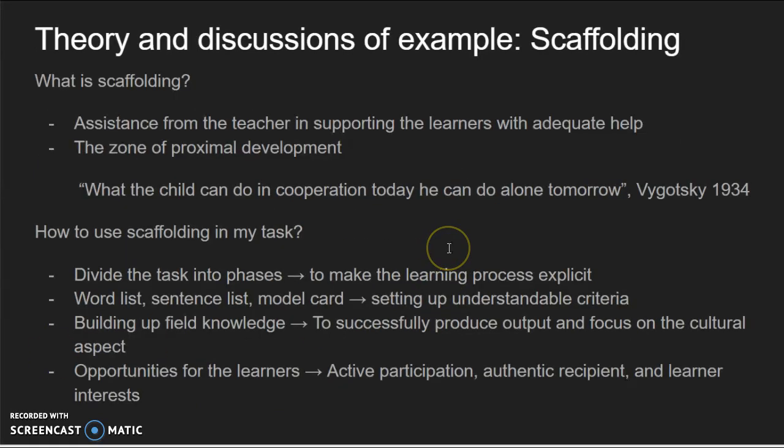Theory and discussions of example. Scaffolding. So first and foremost, what is scaffolding? It is the assistance from the teacher in supporting the learners with adequate help. It involves the zone of proximal development by Vygotsky. He says what the child can do in cooperation today, he can do alone tomorrow, and that is the essential purpose and goal of teaching the English language.